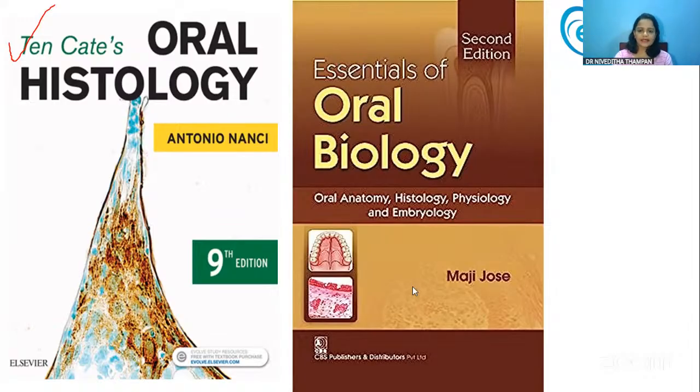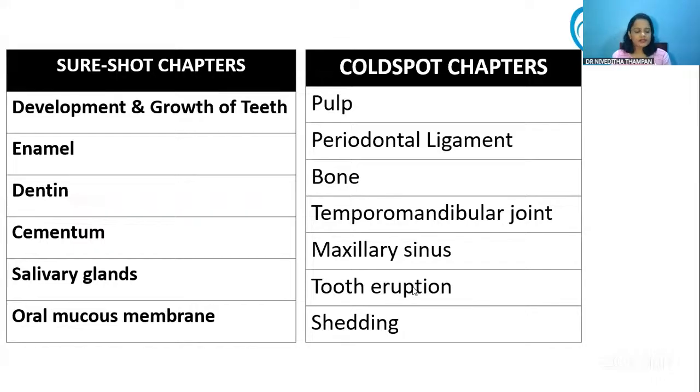Okay, then what are these sure shot chapters and cold spot chapters? Sure shot chapters means if you have a look at any of the recent NEET MDS question papers, you will definitely see at least one question from these chapters. So those chapters are the sure shot chapters. Cold spot chapters means questions may or may not be asked from these chapters. So they are the cold spot chapters.